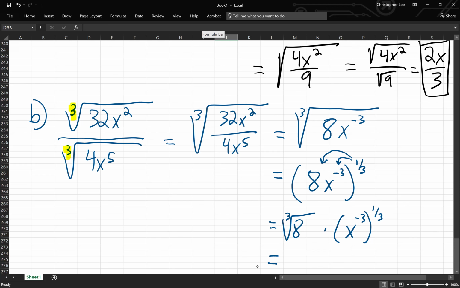The cube root of 8 is what? 2, right? So this is just plain old 2. And then x to the negative 3 raised to the 1/3 power. Remember, negative 3 is a whole number, so put that over 1. Whenever you raise an exponent to an exponent, a power to a power, what operation do we do? Multiply, right? So I have negative 3 over 1 times 1 over 3, which becomes perfect. So this is just x to the negative 1 power, right? If I rewrite this, this would be like 2 over x. And that's it.